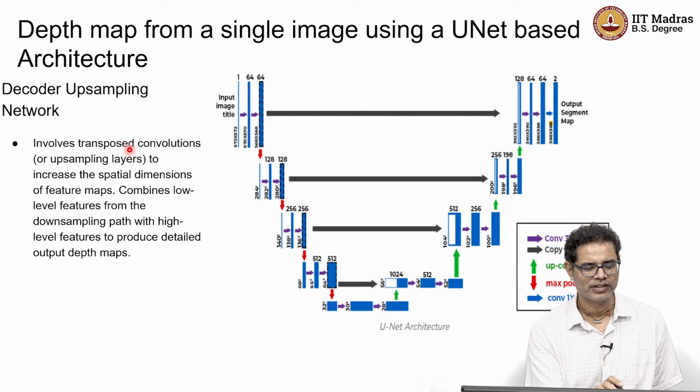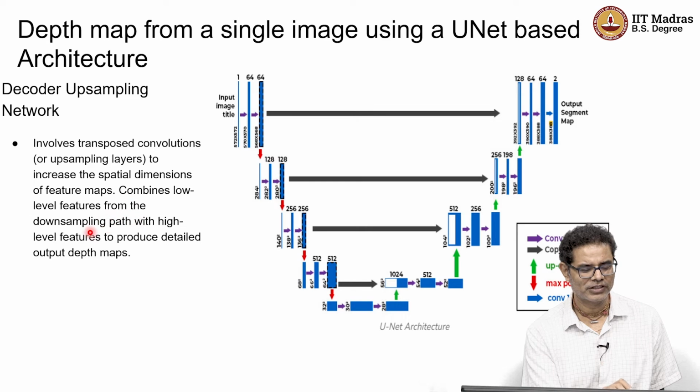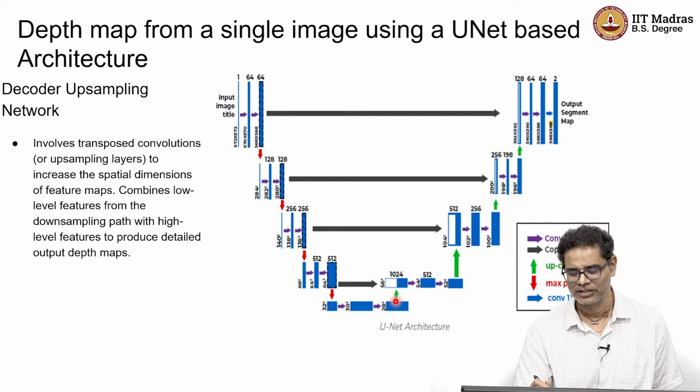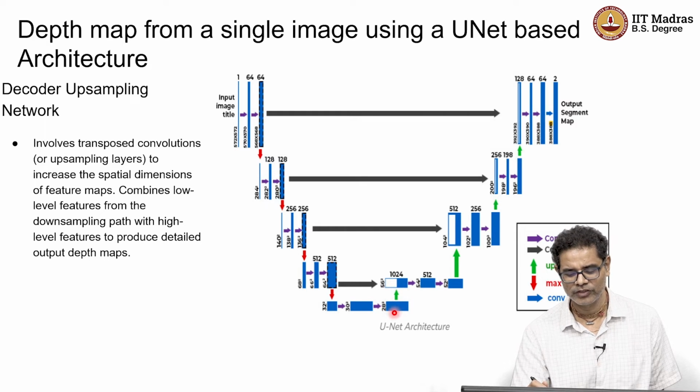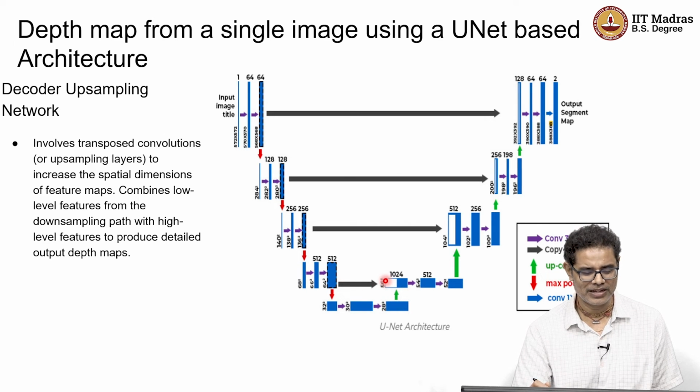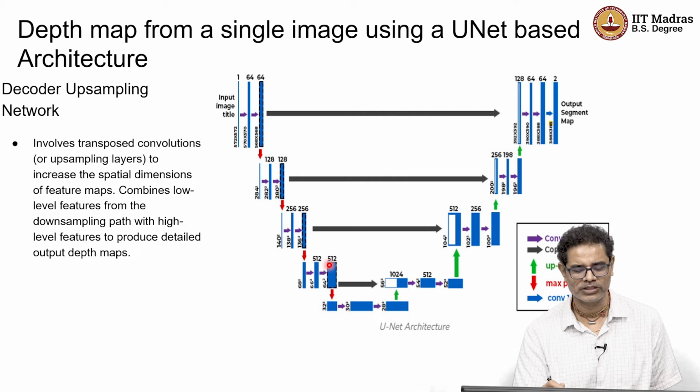So this involves transpose convolution or upsampling layers, which increase the spatial dimension of the features, and we are combining the low level features from the downsampling path with the high level features. So basically, when we are going one layer up, we take these features, of course we are upsampling them, but we are also combining them with the features from the encoder, and this way we get more information from the encoder. What we have lost while downsampling, we are gaining back from the encoder.